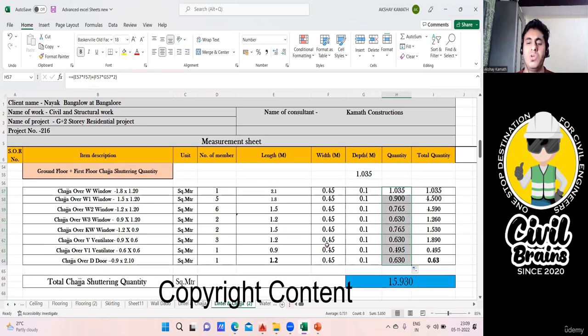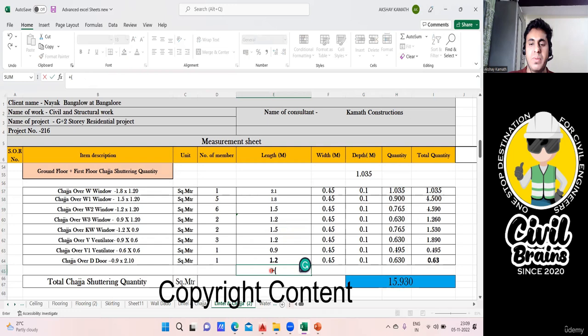You don't have to do it all. If you want, I'll do one more for you. Let me go with this one. 1.5 I'll do. Quickly I'll do it in front of you, here only. Simple. Plus, open the bracket. This 1.5, I'll multiply 1.5 by, you just have to imagine, the width, so 0.45. Okay, bottom is done.